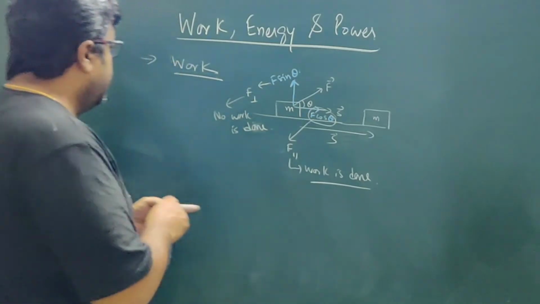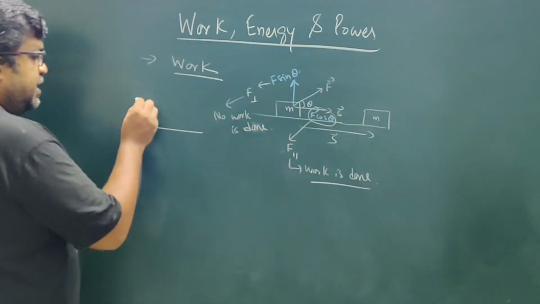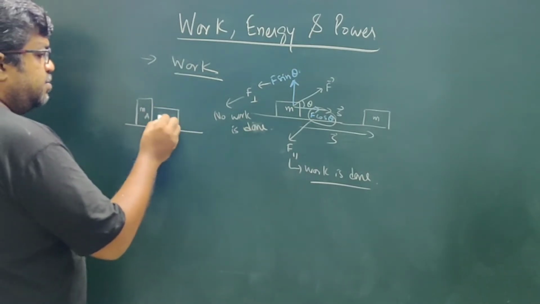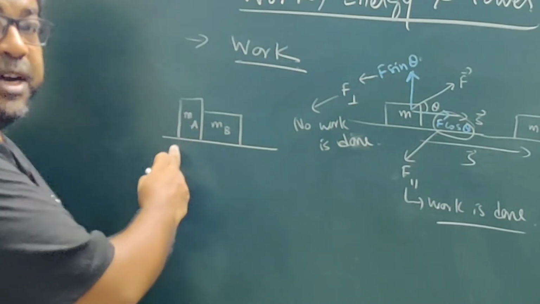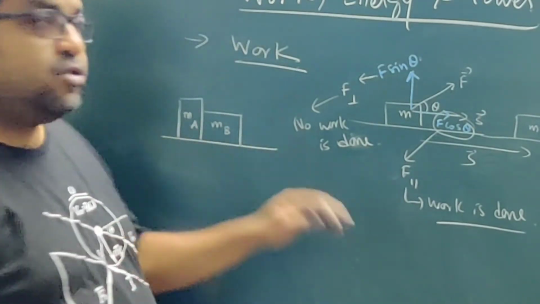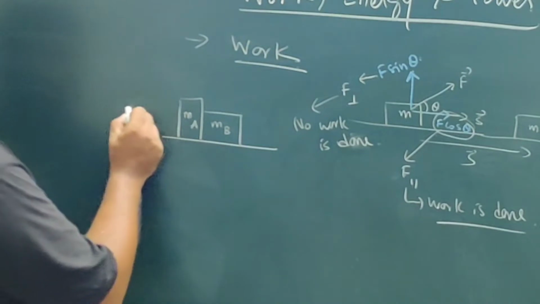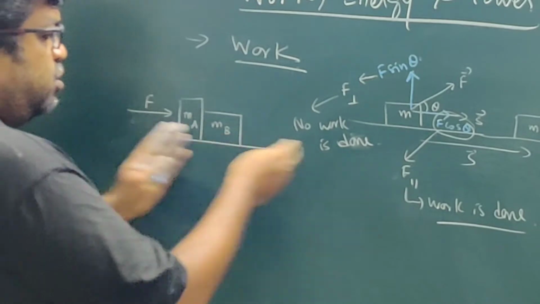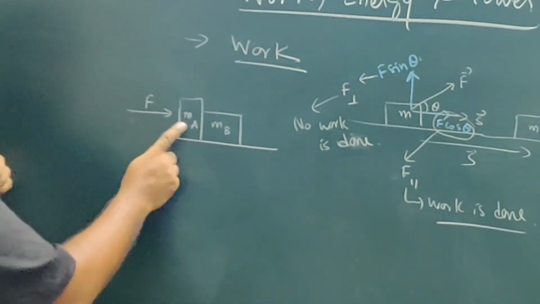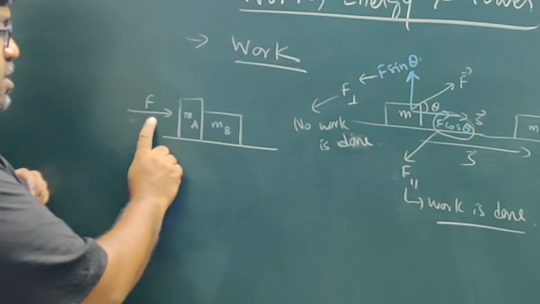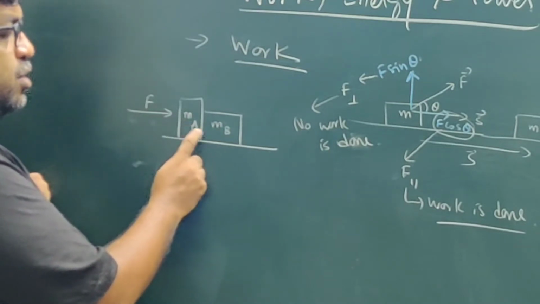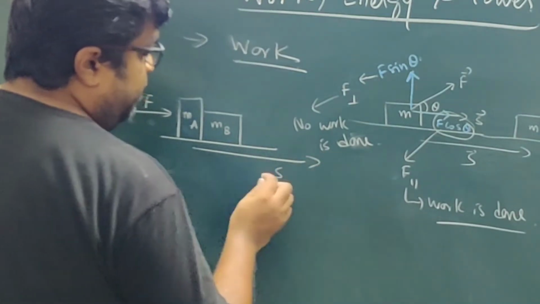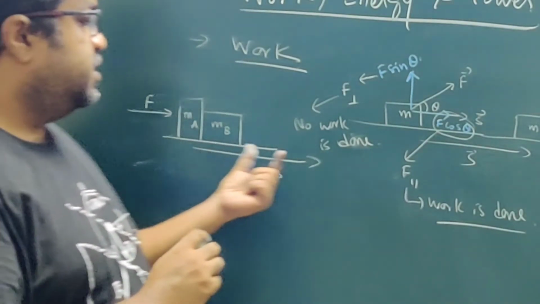Now once this question was asked, suppose this is a block MA and this is another block MB. MA is the mass of this block, MB is the mass of this block. They are placed on a horizontal smooth surface and this is force F, and suppose these two blocks move together. This capital F force is acting on this block, which is in contact with the other block. And suppose they move through a distance S.